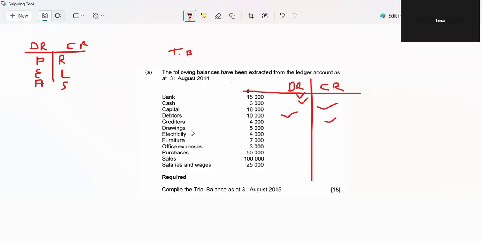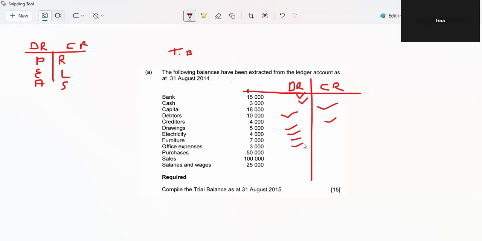Then drawings are also credited, right? Drawings are where? They're debited. They reduce the capital. Drawings are money removed for personal use. Electricity, an expense, will be debited, right? Furniture should be debited. Why are we debiting? Because it's a fixed asset. Office expenses will be debited because they're expenses.